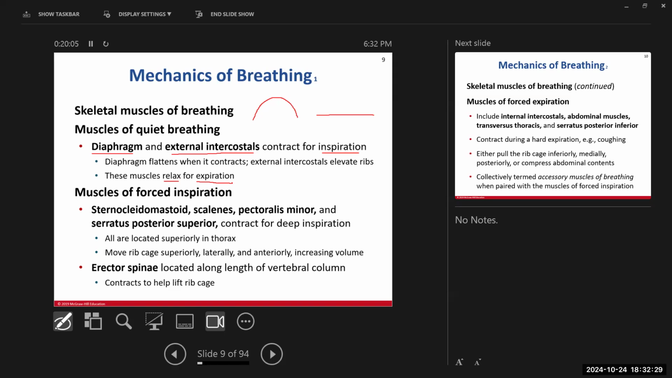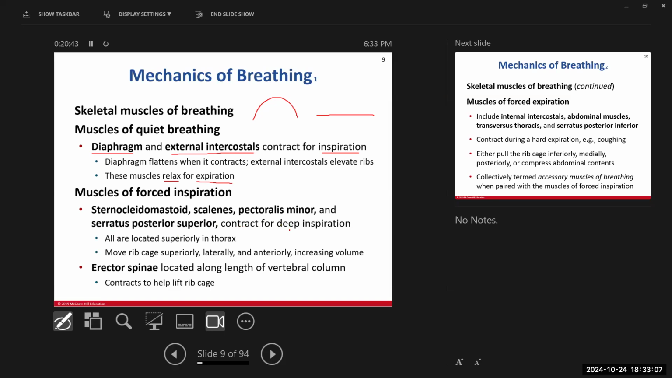All right. SCM, sternocleidomastoid, that V-shaped muscle that sits on the anterior lateral portion of your neck. Then you have the scalenes, the three scalenes, the anterior, middle, and posterior that sit on the side there. Pectoralis minor sits deep to your pectoralis major muscle. It attaches onto ribs 3, 4, and 5, and then I want to say the coracoid process. Don't quote me on that. And then you have the serratus posterior superior.